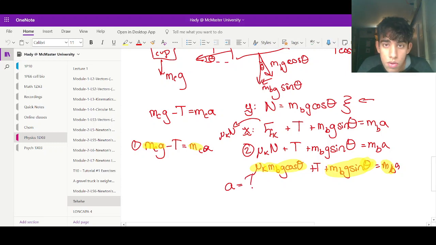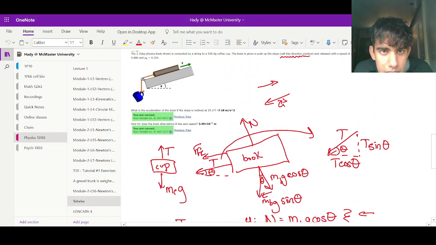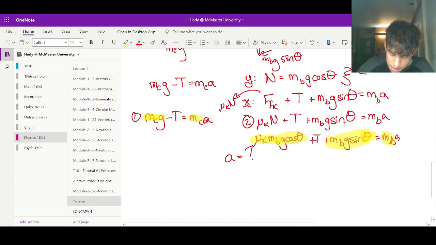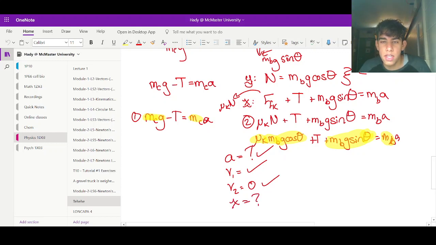Then for part 2 of this question, let's scroll back up. Part 2, it says, how far does the book slide before it comes to a stop? This is our simple kinematic equations. We have our initial velocity, which is whatever's in your question. We have our a, we have our final velocity because it's 0, it came to a stop. We just want to find our distance, and you plug it in with the kinematic equations.